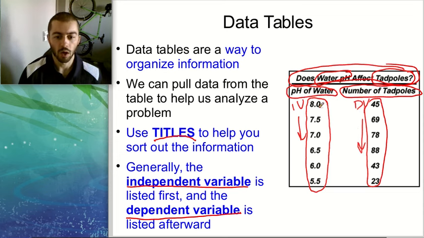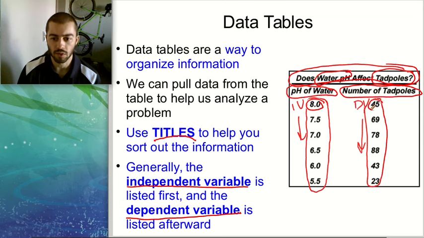All right. So just looking at each line individually, we know that when the pH was 8.0, the number of tadpoles there was 45. When the pH was 7.5, the number of tadpoles was 69. So we can look at it almost like data points, exactly like data points here in our data table.